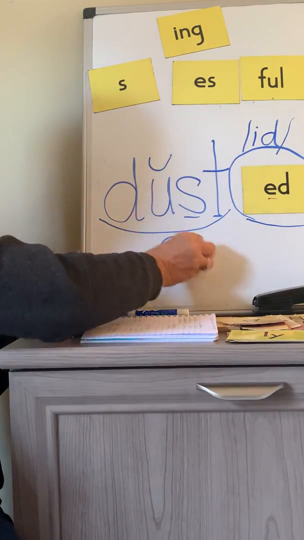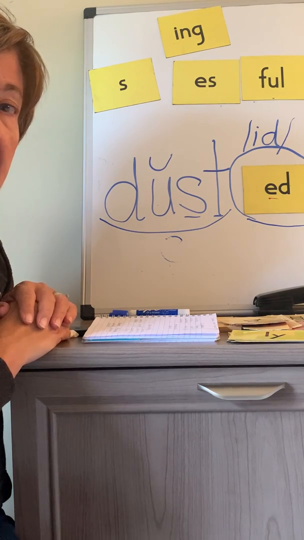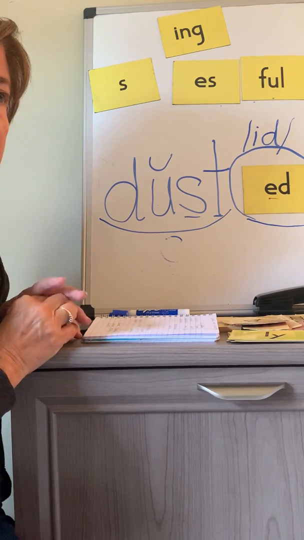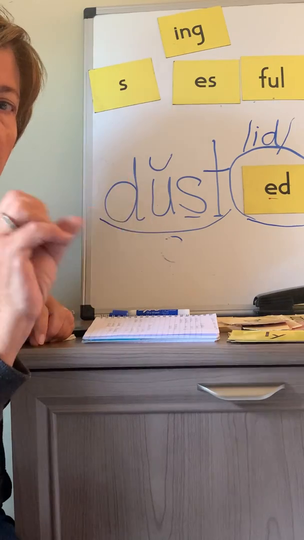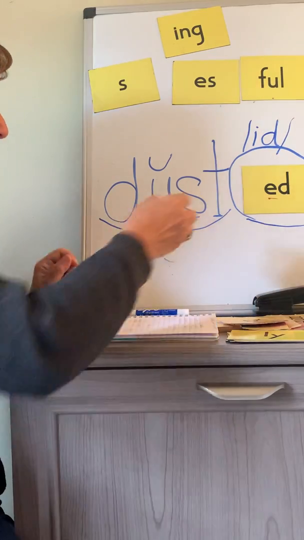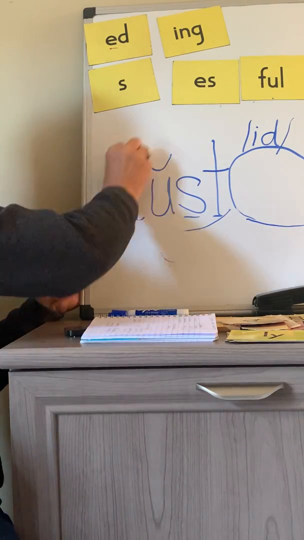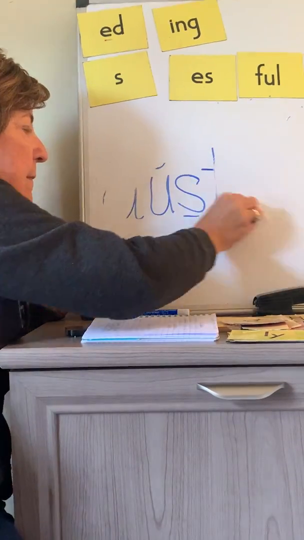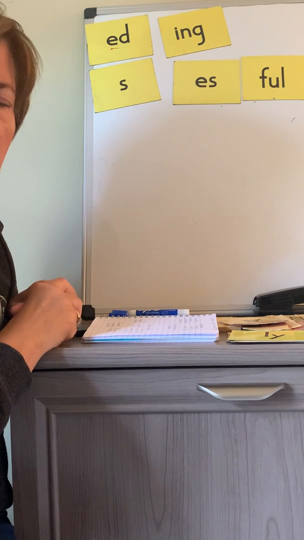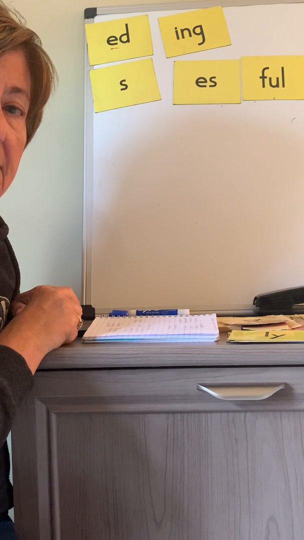Next word. Your next word is the word flashes. Sometimes that light flashes. Maybe you've seen at a stoplight where the yellow arrow goes like that. That would be flashes. Go ahead and build it. Okay, hopefully you've had enough time to build it and mark it. The word is flashes. Does it have a suffix?